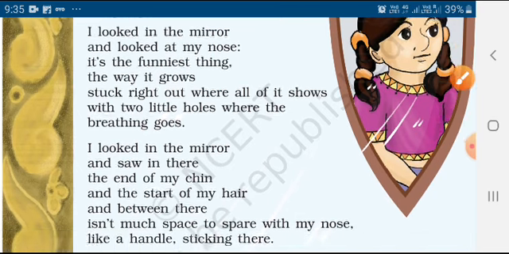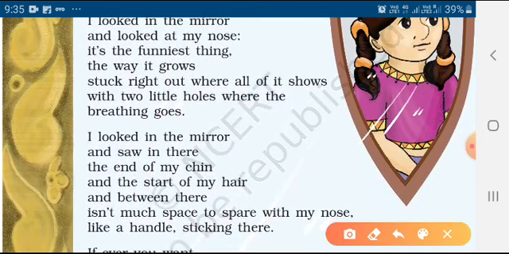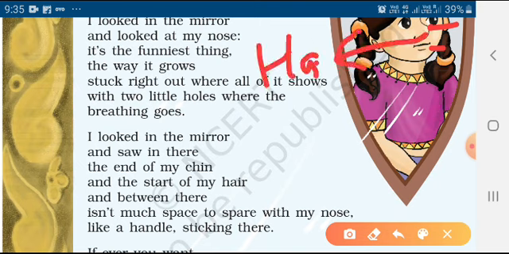She is saying there is not too much space to spare between nose and lips. कहती है कि मेरे नाक और लिप्स के बीच बहुत ज़्यादा स्पेस नहीं है, और my nose, like a handle sticking there, मेरा नोज ऐसा लग रहा है कि एक हैंडल की तरह मेरे फेस से चिपका हुआ है.